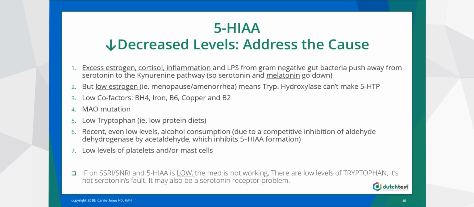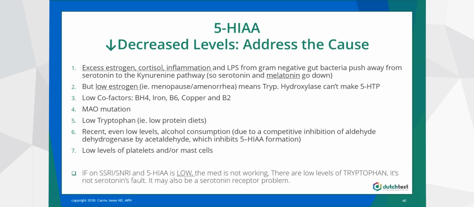Of course, address the cause. Check genetics, MAO, check their diet. Tryptophan is an amino acid. It does come from protein. Please be aware, even recent low levels of alcohol consumption can lower their 5-HIAA just because of the acetaldehyde dehydrogenase. So just be aware of that on testing. And low platelets and/or mast cells can cause obviously low serotonin and then potentially low 5-HIAA.